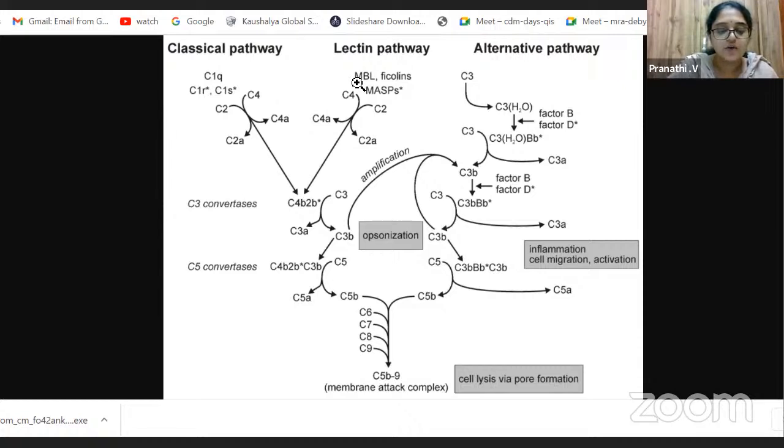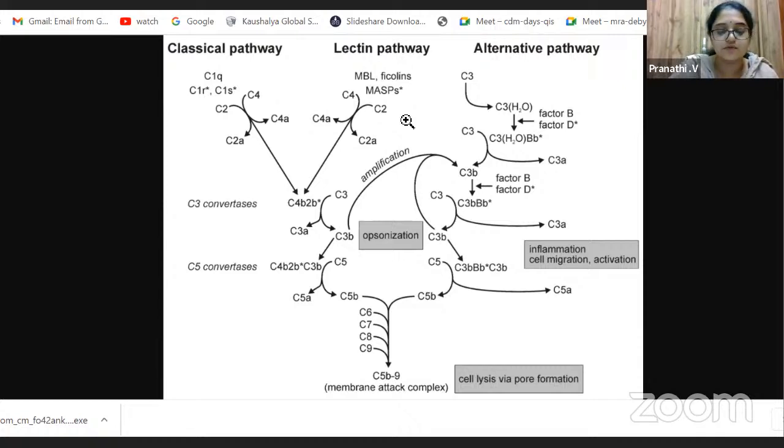Wherein, they bind directly to the microbial surface. This pathway involves 4 serum proteins: C3, factor B, factor D, and properdin. C3 is in 2 molecular forms. The native form, which is present in the serum, circulating. And you also have an altered form, altered in conformation, which has a thiol-ester bond that can be hydrolyzed.